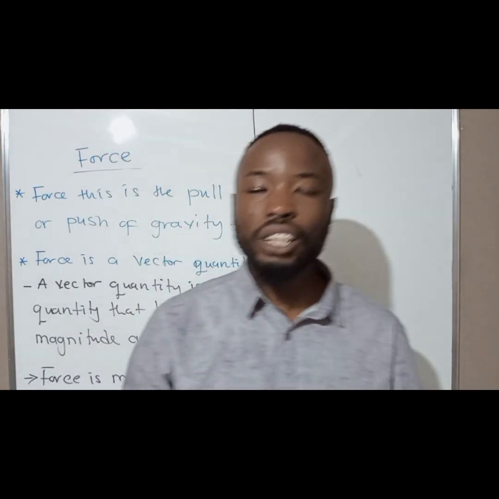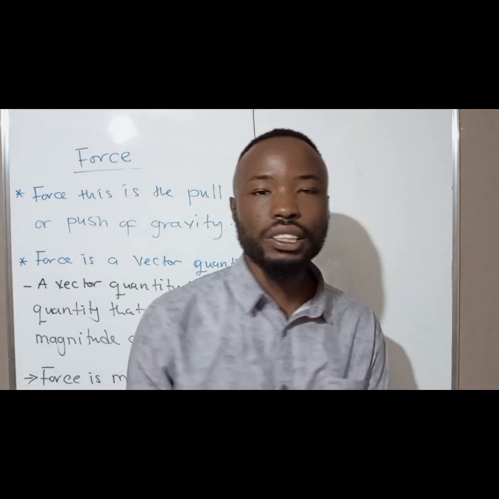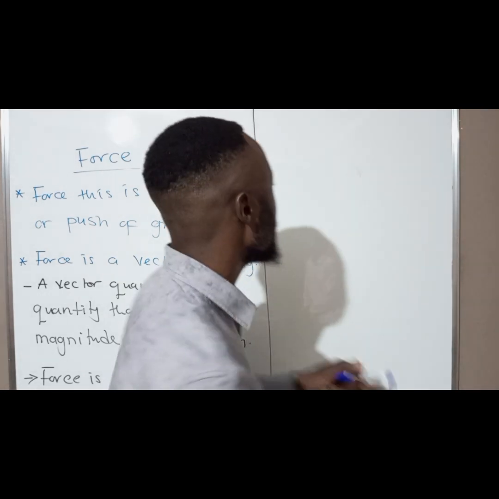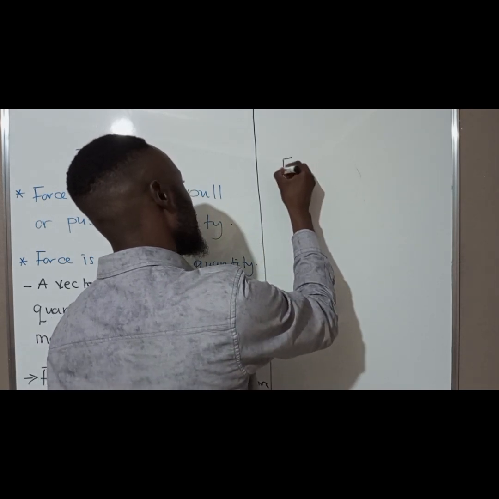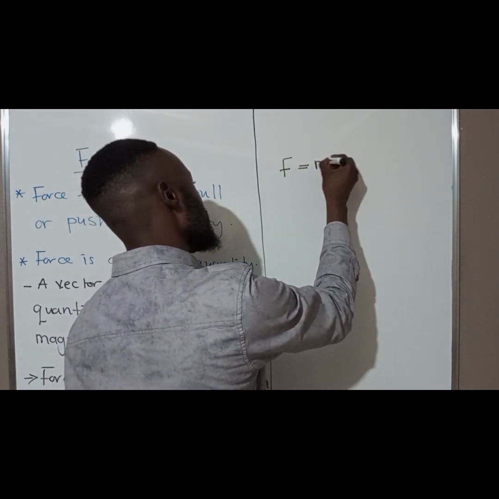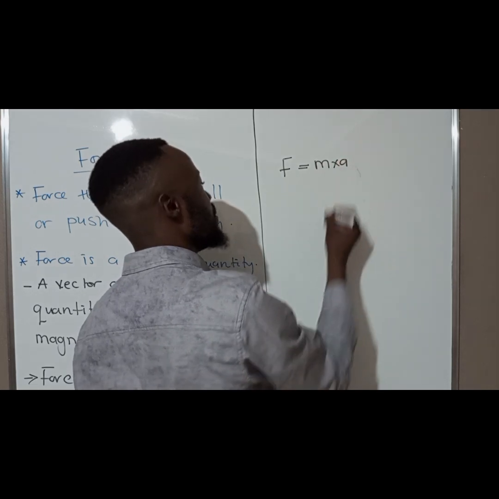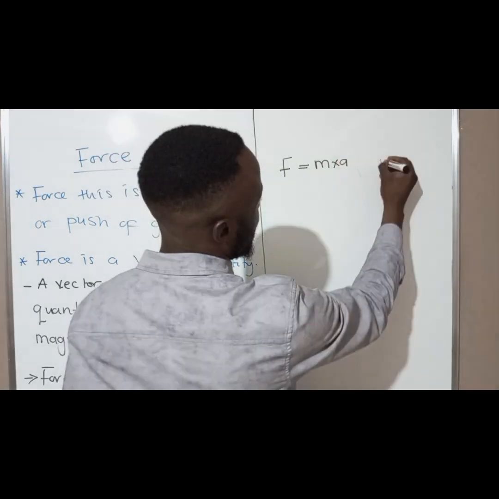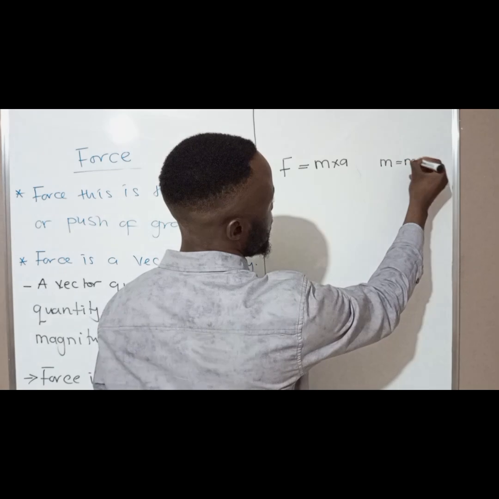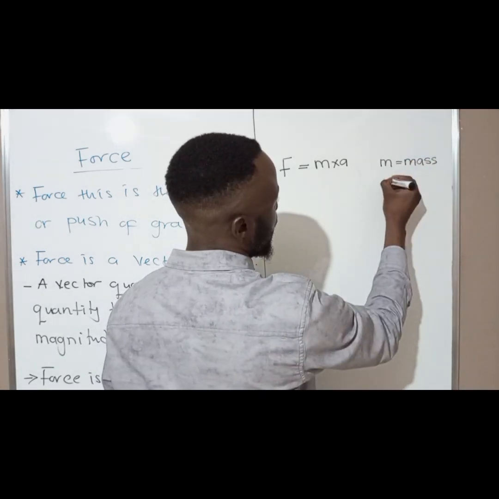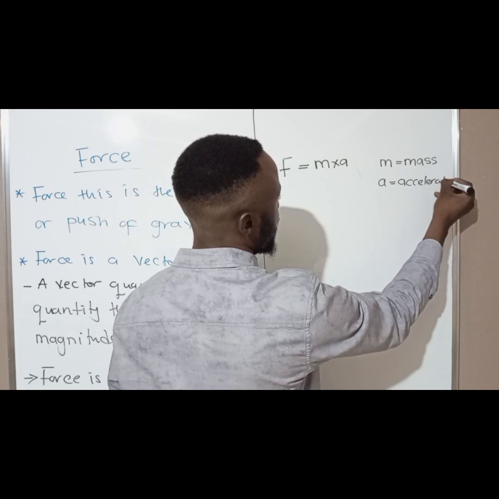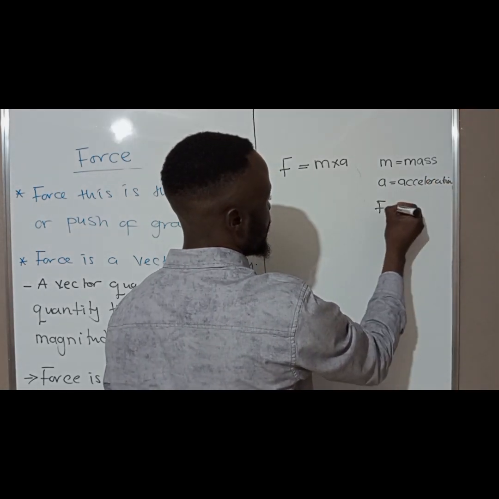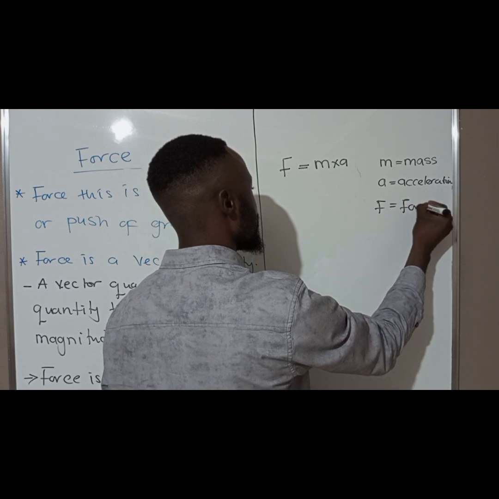Now that we have looked at how force is measured, and the formula, we're going to say force F is equal to mass times acceleration. Okay, well, you know that M is equal to the mass and A is equal to the acceleration, and F is equivalent to the force itself.